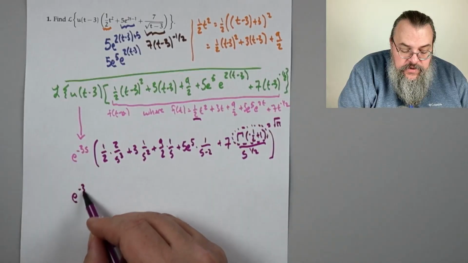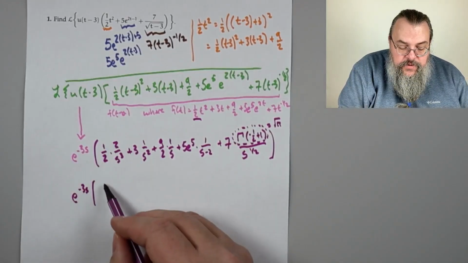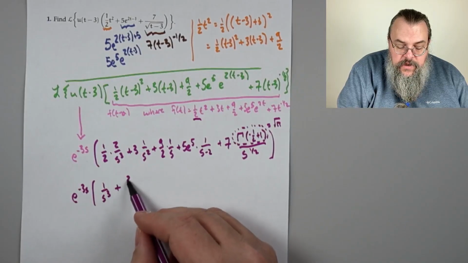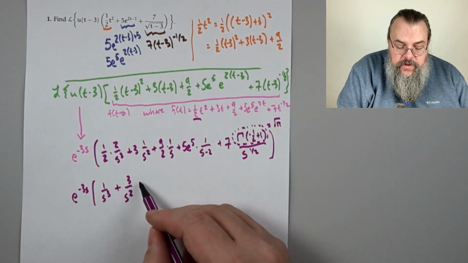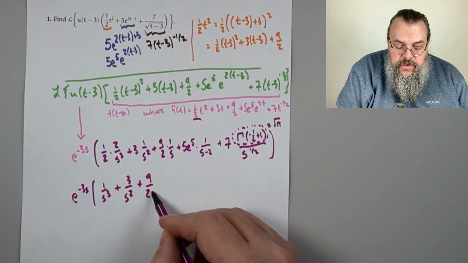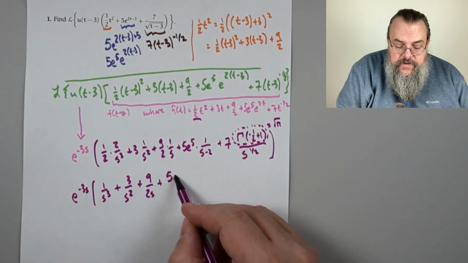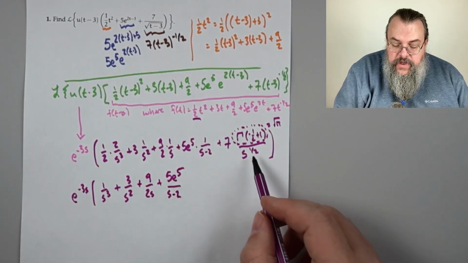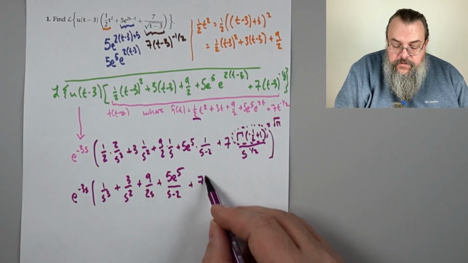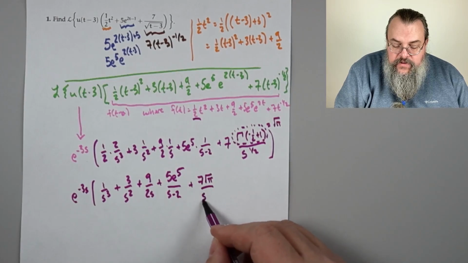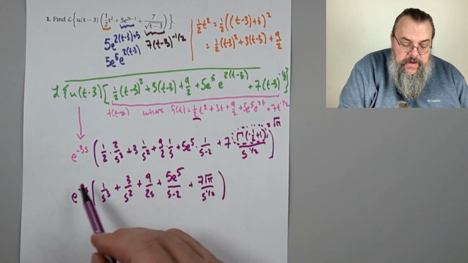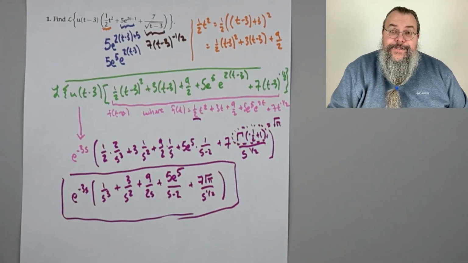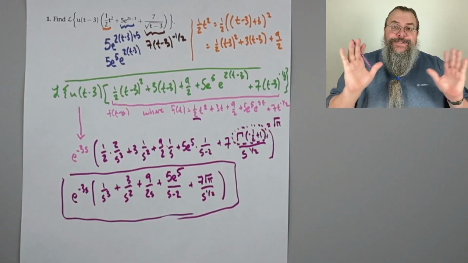Okay, so let's just rewrite this one last time. E to the minus 3s. Half times 2, 1 over s cubed. 3 over s squared. 9 over 2s. 5e to the 5th over s minus 2. And then we have 7 root pi over s to the 1/2. And there we go. That's our answer. We're done. Woohoo!